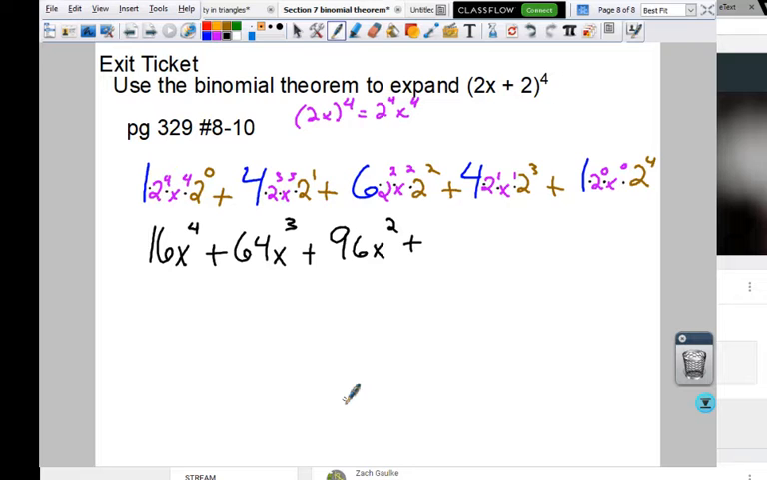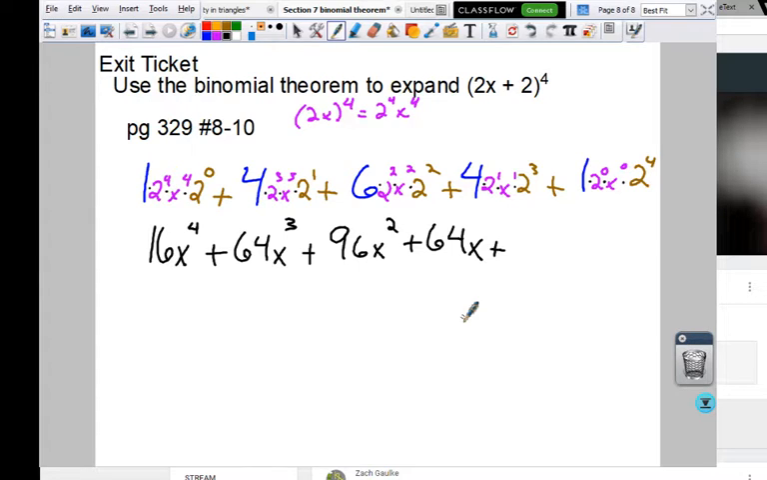It would help if there was a number in front of it. There should just be x. So plus 4 times 2 to the 1 times 2 to the 3. 4 times 2, this is another 64. I keep messing up. Plus I wrote 1 times 2 to the 0 times 2 to the 4.